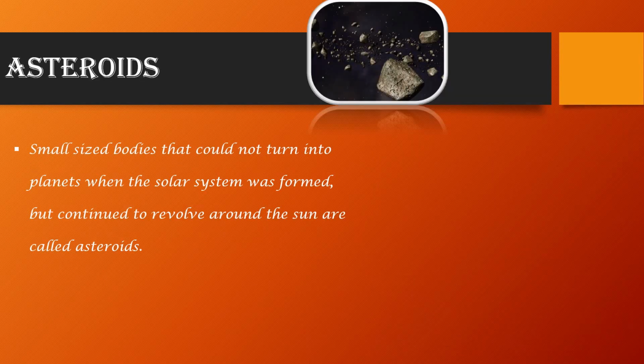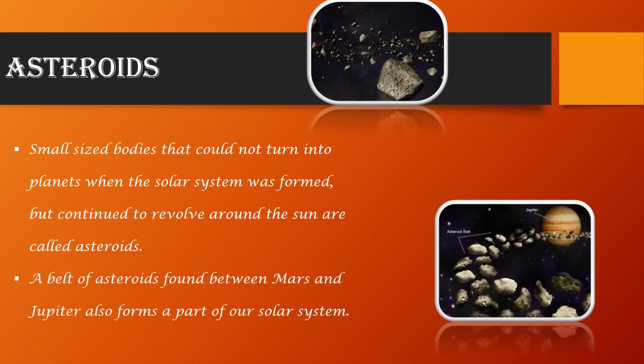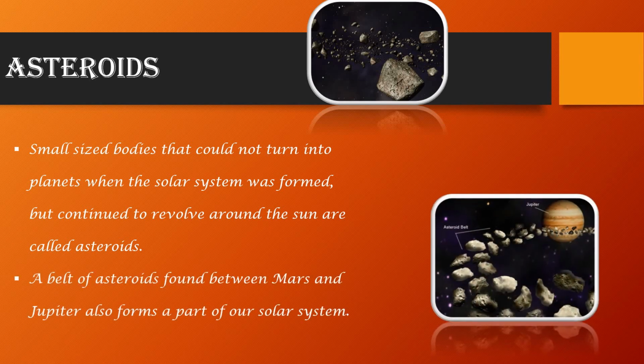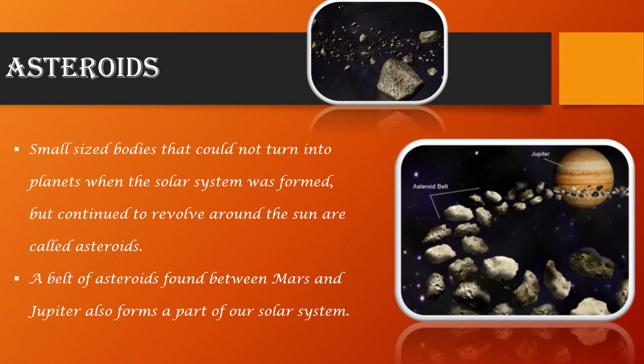Now, what are asteroids? Small-sized bodies that could not turn into planets when the solar system was formed but continued to revolve around the sun are called asteroids. And a belt of asteroids found between Mars and Jupiter also forms a part of our solar system.